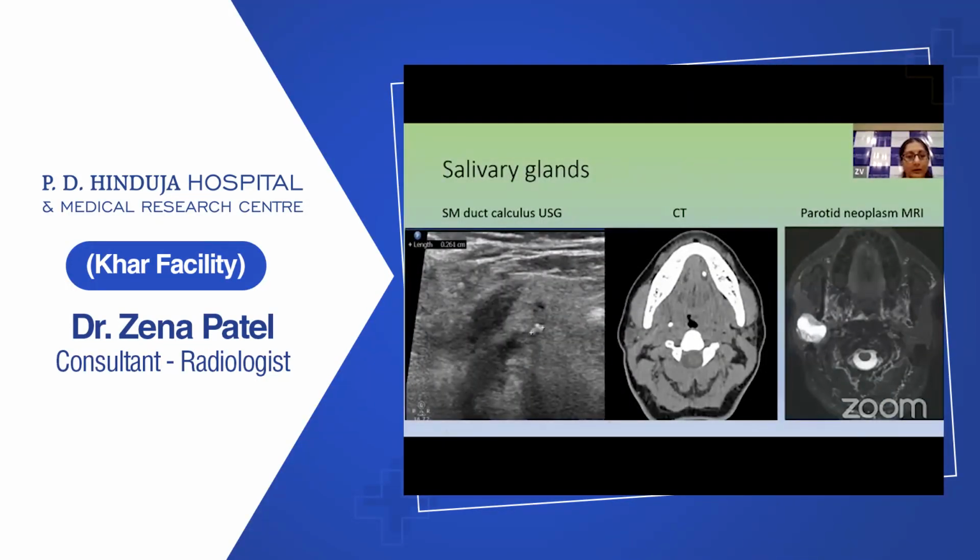Salivary glands, depending on what the symptom is, like in this case, there is a duct calculus, a submandibular duct calculus and a dilated duct which is seen proximally. If not seen very well, one can do a CT and see them better. This patient has bilateral ductal calculi. And for neoplasms, MRI is more useful when we are looking at deeper involvement of the glands and better morphological assessment.